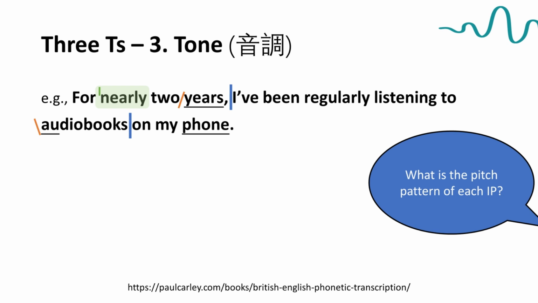How about the rest of the IP? For regularly and listening, they are accented words and pronounced high in pitch, and the following word, too, also keeps high in pitch. In other words, the pitch movement remains steady, keeping high level, from the stress syllable of regularly to the last syllable before the nucleus, while for I've been, they are de-accented and pronounced low in pitch.